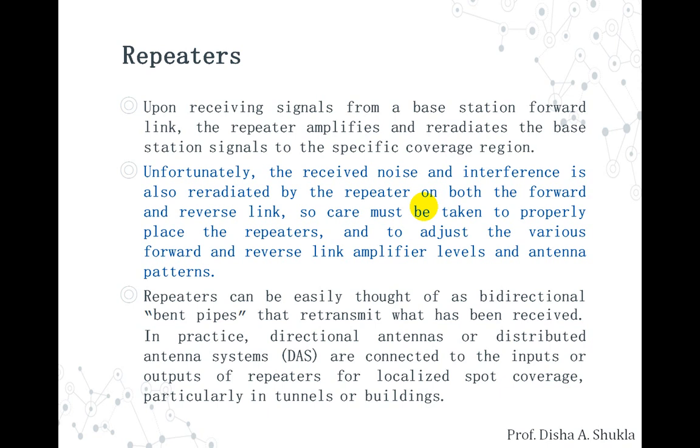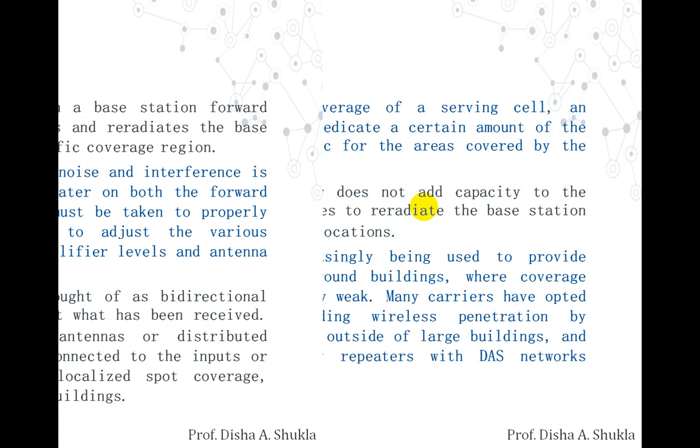So, in practice, a directional antenna or a distributed antenna system are connected to the inputs or the outputs of the repeaters for a localized spot coverage, particularly in the tunnels or the buildings. So, generally, in the hard to reach places like the buildings or the tunnels, the repeaters for a localized spot coverage are particularly connected to the directional antennas or the distributed antenna system.